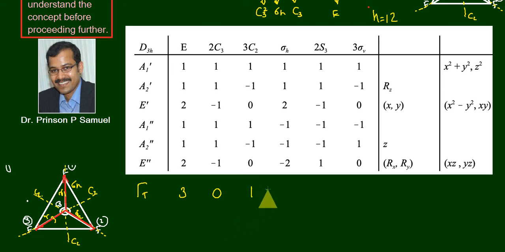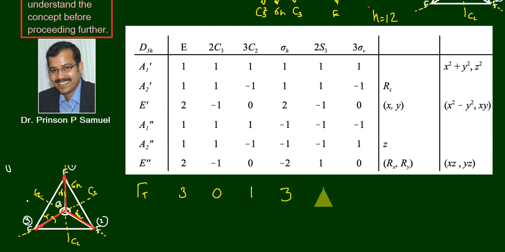And what about sigma h? Sigma h is a horizontal plane, that is the molecular plane itself. So even if you are performing a reflection about the molecular plane, none of the vectors are going to change their position, because all the vectors are lying in the molecular plane itself. Therefore, corresponding to sigma h, the total character is equal to 3.